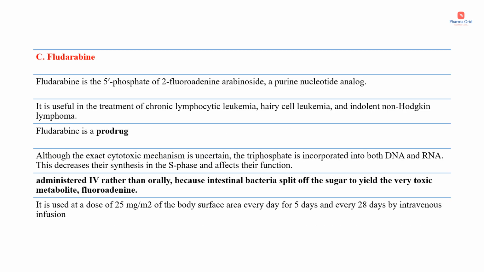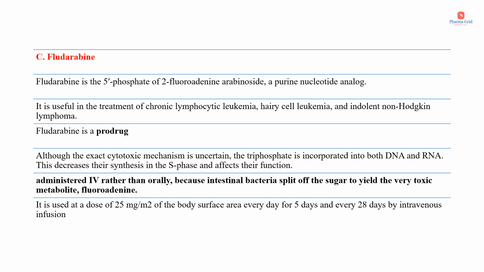The next purine antagonist is fludarabine. It is the 5-phosphate of 2-fluoroadenine arabinoside, a purine nucleotide analog. It is useful in the treatment of chronic lymphocytic leukemia, hairy cell leukemia, and indolent non-Hodgkin lymphoma. Fludarabine is a prodrug. Although the exact cytotoxic mechanism is uncertain, the triphosphate is incorporated into both DNA and RNA. This decreases their synthesis in the S phase and affects their function. Fludarabine is administered intravenously rather than orally because intestinal bacteria split off the sugar to yield the very toxic metabolite fluoroadenine.